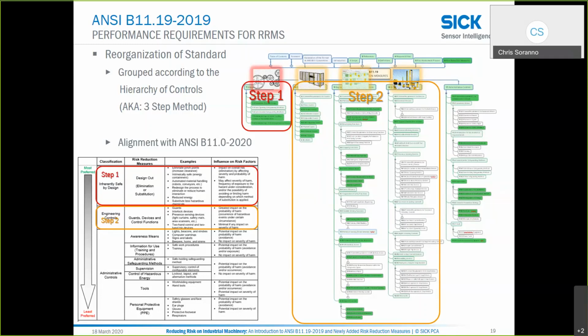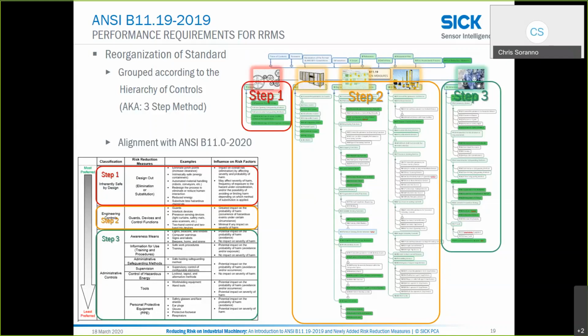And then at the end of the hierarchy, we have step 3, which is the administrative controls, which are then grouped together in B11.19 within clause 11. So structurally, as I mentioned, the idea was to have this nice clean alignment within B11.0. You do the risk assessment, you identify the measures you want to apply, and then you can go to B11.19 and understand how best to apply them to achieve the goal of reducing risk.